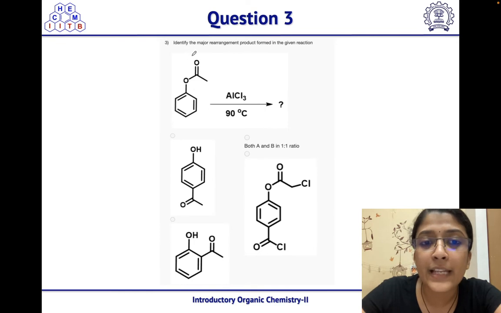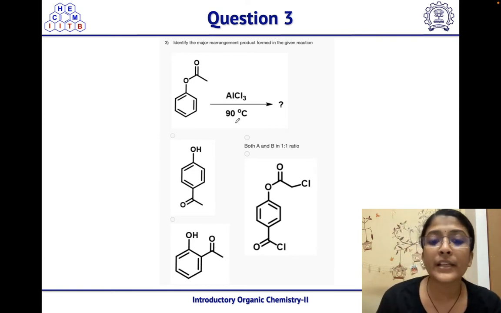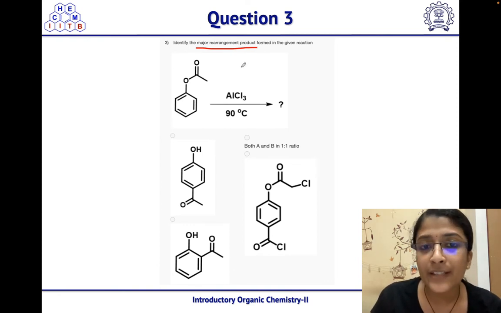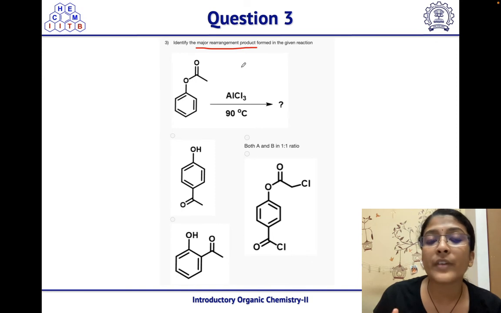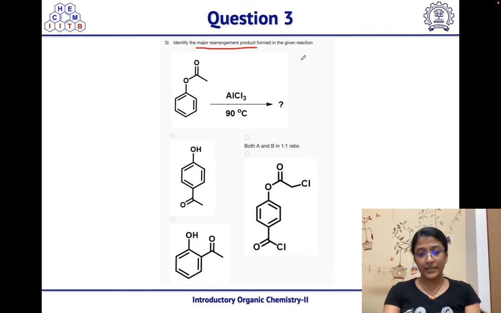So we have an acyl ester of phenol, and we are treating it with Lewis acid AlCl3 at 90 degrees Celsius. So it will undergo a rearrangement, and it will give one among these products. We will see the mechanism and what product we are getting. They are asking for the major rearrangement product that is formed. Maybe more than one product is there, but we have to find out what is the major rearrangement product formed in this given reaction.